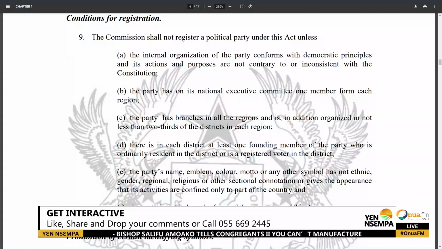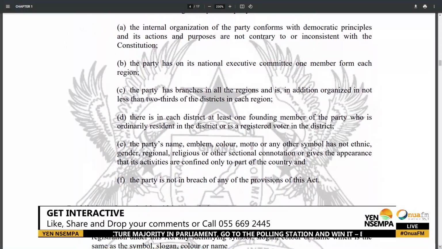D, there is in each district at least one founding member of the party who is ordinarily resident in the district or is a registered voter in the district. Good. E, the party's name, emblem, color, motto, or any other symbol has no ethnic, gender, regional, religious, or other sectional connotations or gives the appearance that its activities are confined only to part of the country. And F, the party is not in breach of any provision of this act.